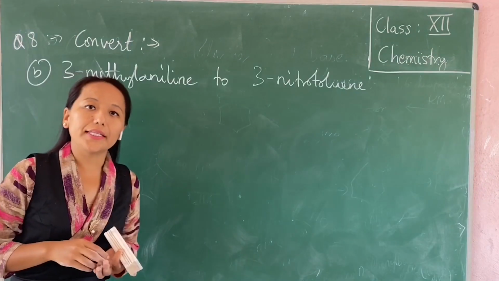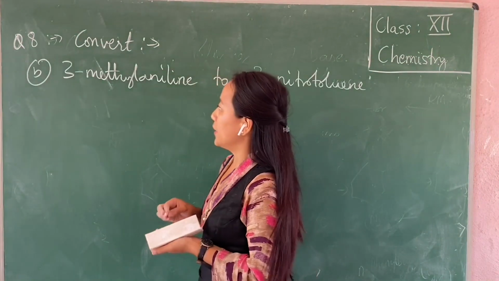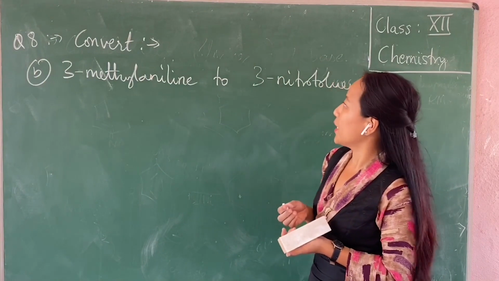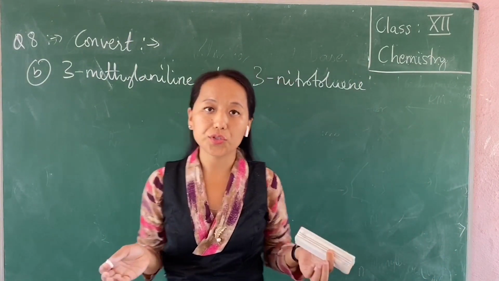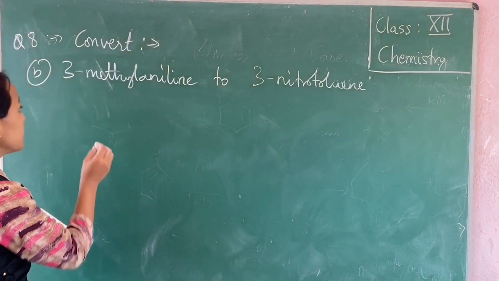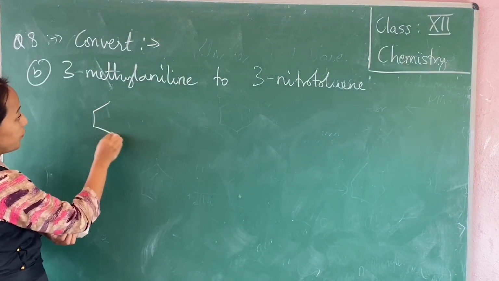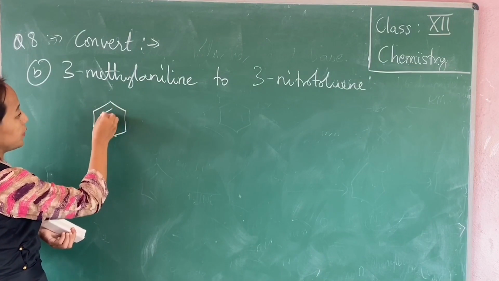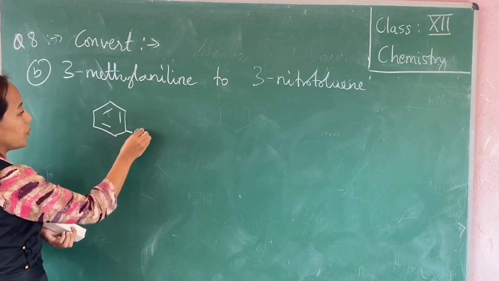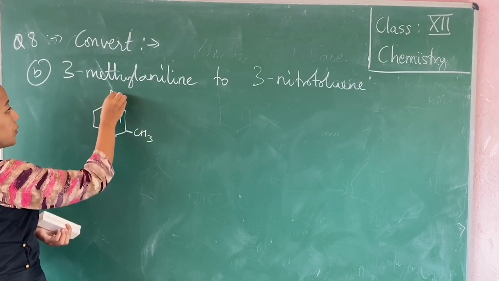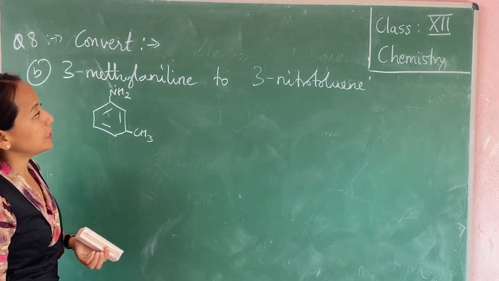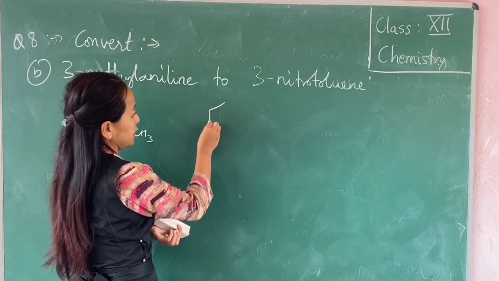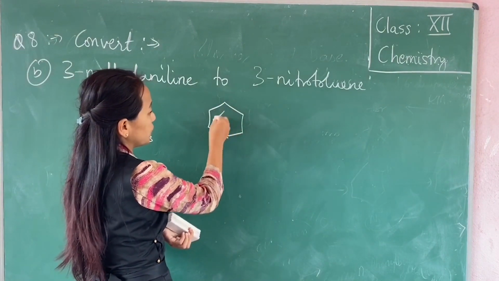2-bromobenzoic acid. Okay, then the next question is to convert 3-methylaniline to 3-nitrotoluene. Again, first write down the structure of both the reactant and the product. So in this case, you have 3-methylaniline, where you have a methyl group on the third carbon atom, NH2 on the first carbon atom. This is 3-methylaniline. In this case, it is 3-nitrotoluene.